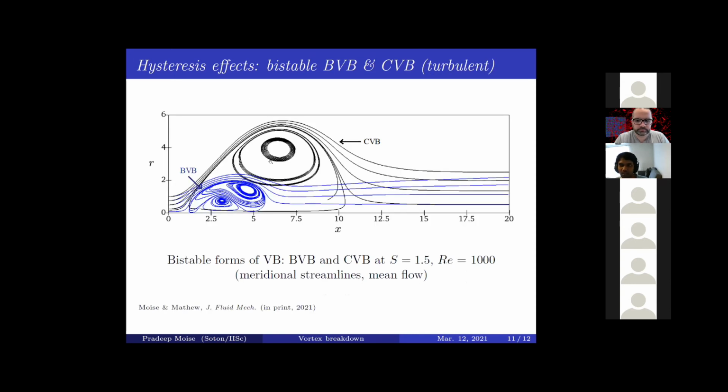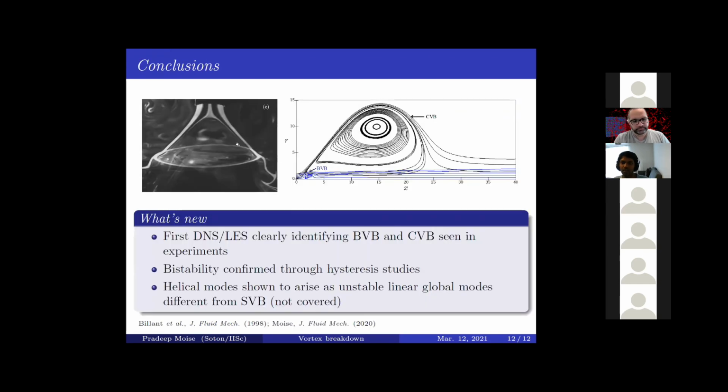But once the flow becomes turbulent, I'm showing again projected streamlines here. So I'm ignoring the azimuthal velocity component. And you can see that both the bubble and the conical forms coexist. And now the differences in the recirculation zone sizes are reduced. And this might be one of the reasons why these two forms have been misidentified. But you can again see an ellipsoidal structure associated with the bubble and an initial conical expansion. Okay, so I'll conclude with that.